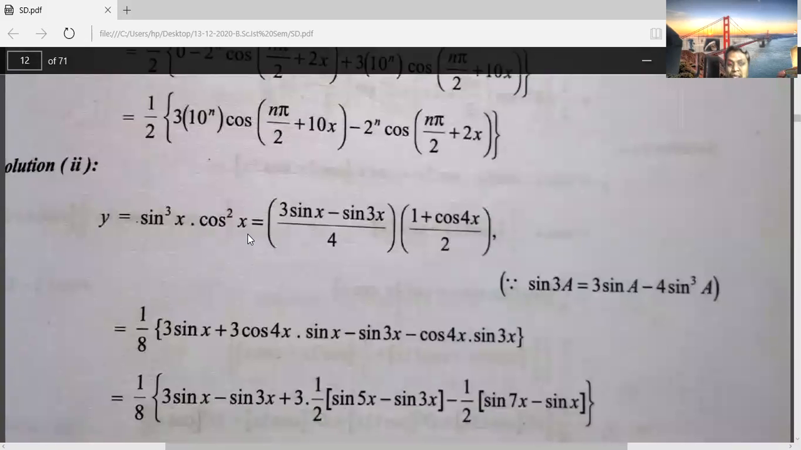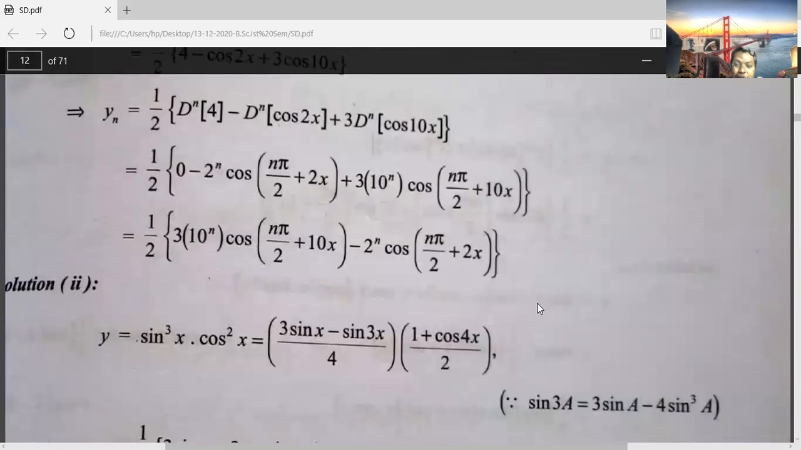Okay, sin cube you don't have the formula directly, because you have the formula for sin(ax plus b) or cos(ax plus b). But here you use the formula sin 3a, which is written as 3 sin a minus 4 sin cube a. From that, we find the value of sin cube x. Of course, instead of a, you have x here. First find sin cube x from this formula and write it here.